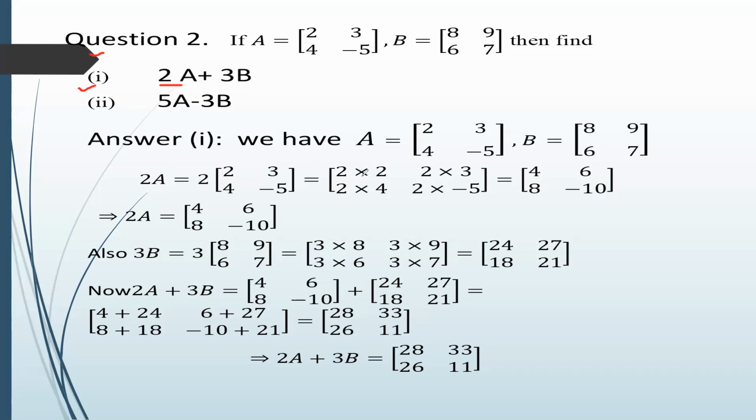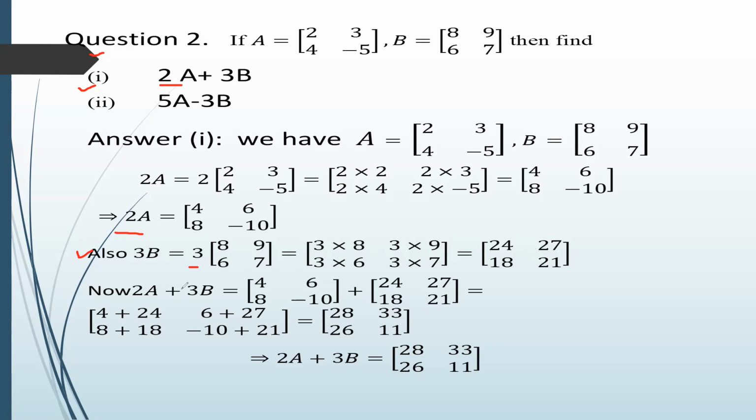So here this is 2, so this will come 2 multiplied by 2, 2 multiplied by 3, 2 multiplied by 4, and 2 multiplied by 5, and we get 4, 6, 8, minus 10. Okay, so we get 2A is 4, 6, 8, minus 10. Now we find 3B. Here B is 8, 9, 6, 7. So we multiply this 3 in each element of B. So we get 3 multiplied by 8, 3 multiplied by 9, 3 multiplied by 6, and 3 multiplied by 7. Then we get 24, 27, 18, and 21.